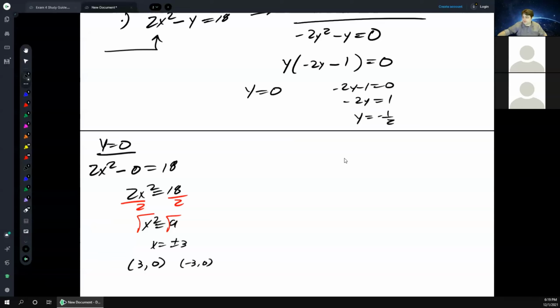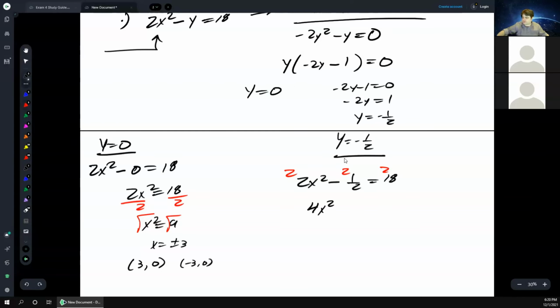Okay. Now plugging in y equals negative 1/2 for y. That's going to give me 2x squared minus 1/2 equals 18. You could work it out with the fractions if you wanted to. I think it's just easier to multiply by the LCD to kill the fractions. So that leaves me with 4x squared, 2 times 2.